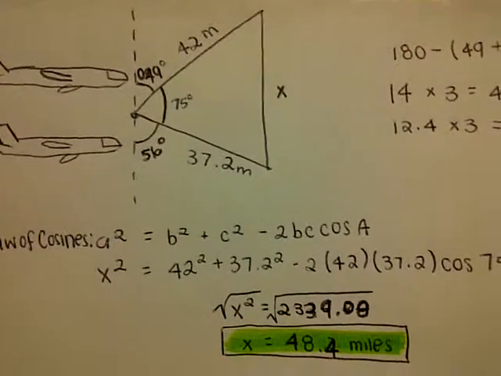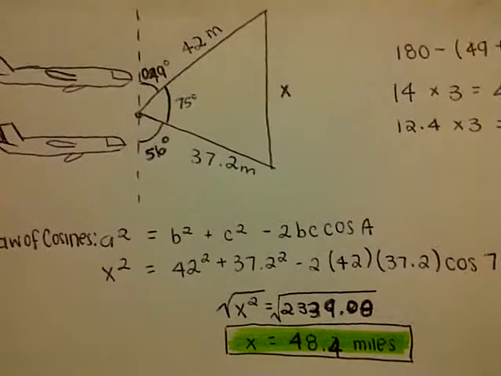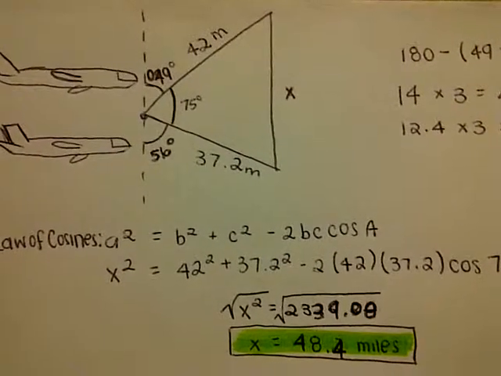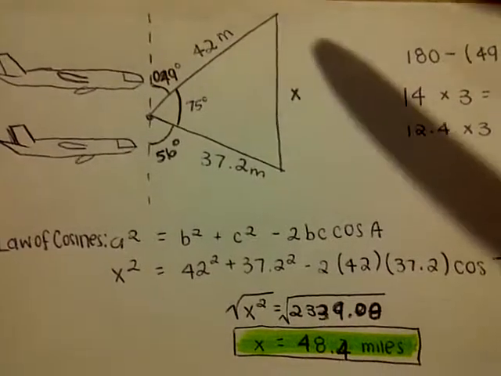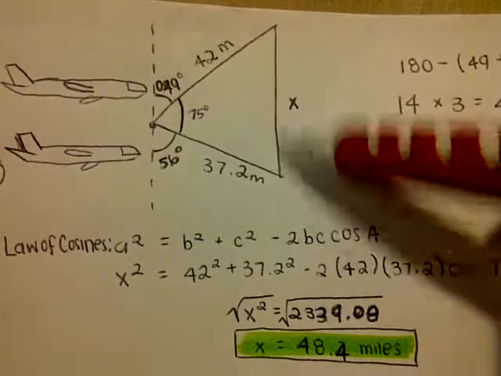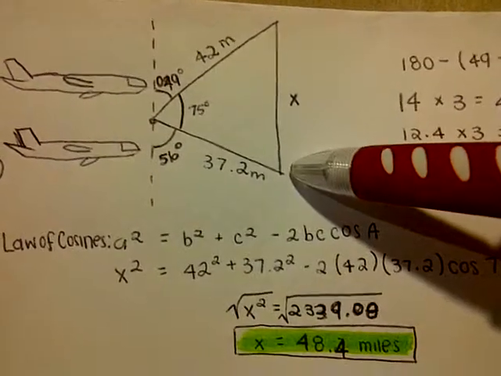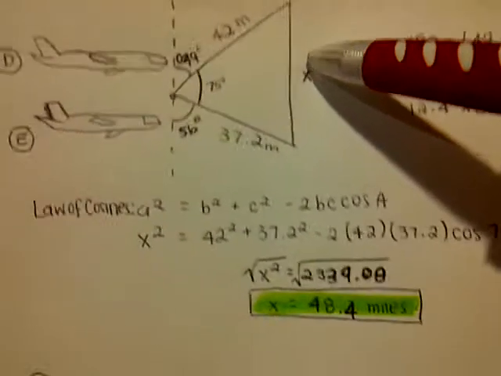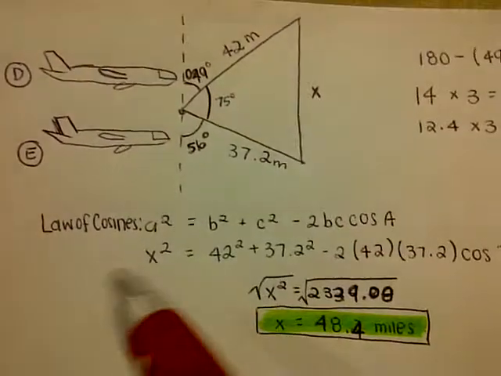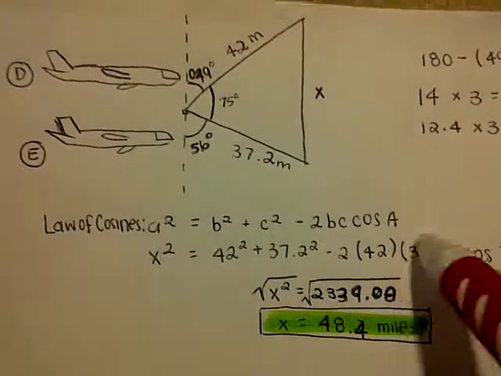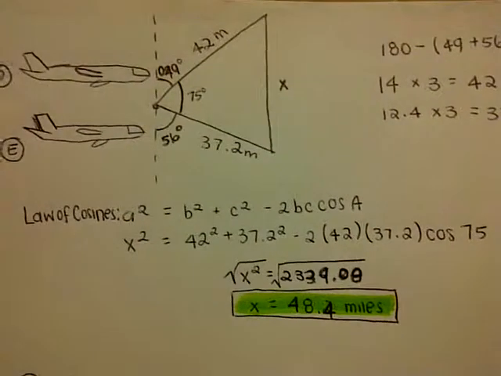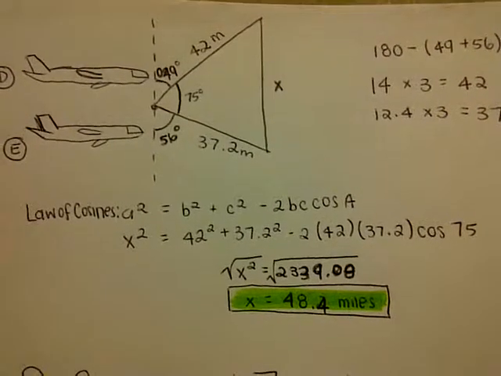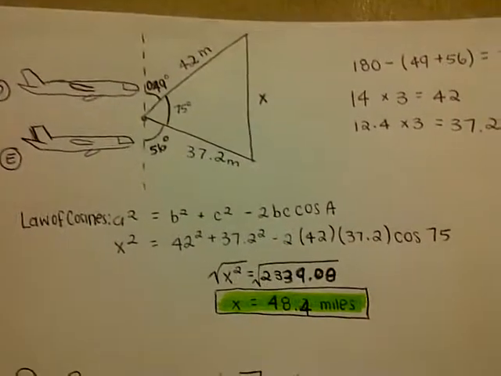To actually answer the question, which asks how far apart are they when they arrive at their first stop in Europe at 4 p.m., this will be the missing length that you have to find, and I labeled it as x. In order to find that, we will be using the law of cosines, which is a squared equals b squared plus c squared minus 2bc cosine of A.